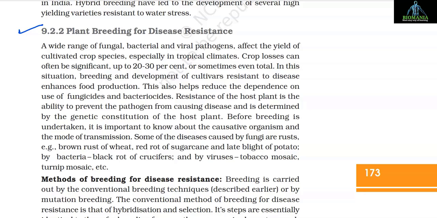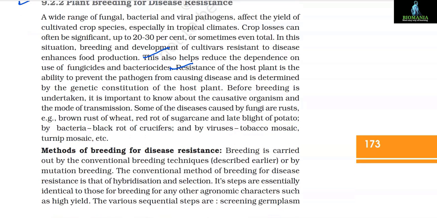In this situation, breeding and development of cultivars resistant to disease enhances food production. This also helps reduce the dependence on use of fungicides and bactericides. Resistance of the host plant is the ability to prevent the pathogen from causing disease and is determined by the genetic constitution of the host plant. Before breeding is undertaken, it is important to know about the causative organism and the mode of transmission.